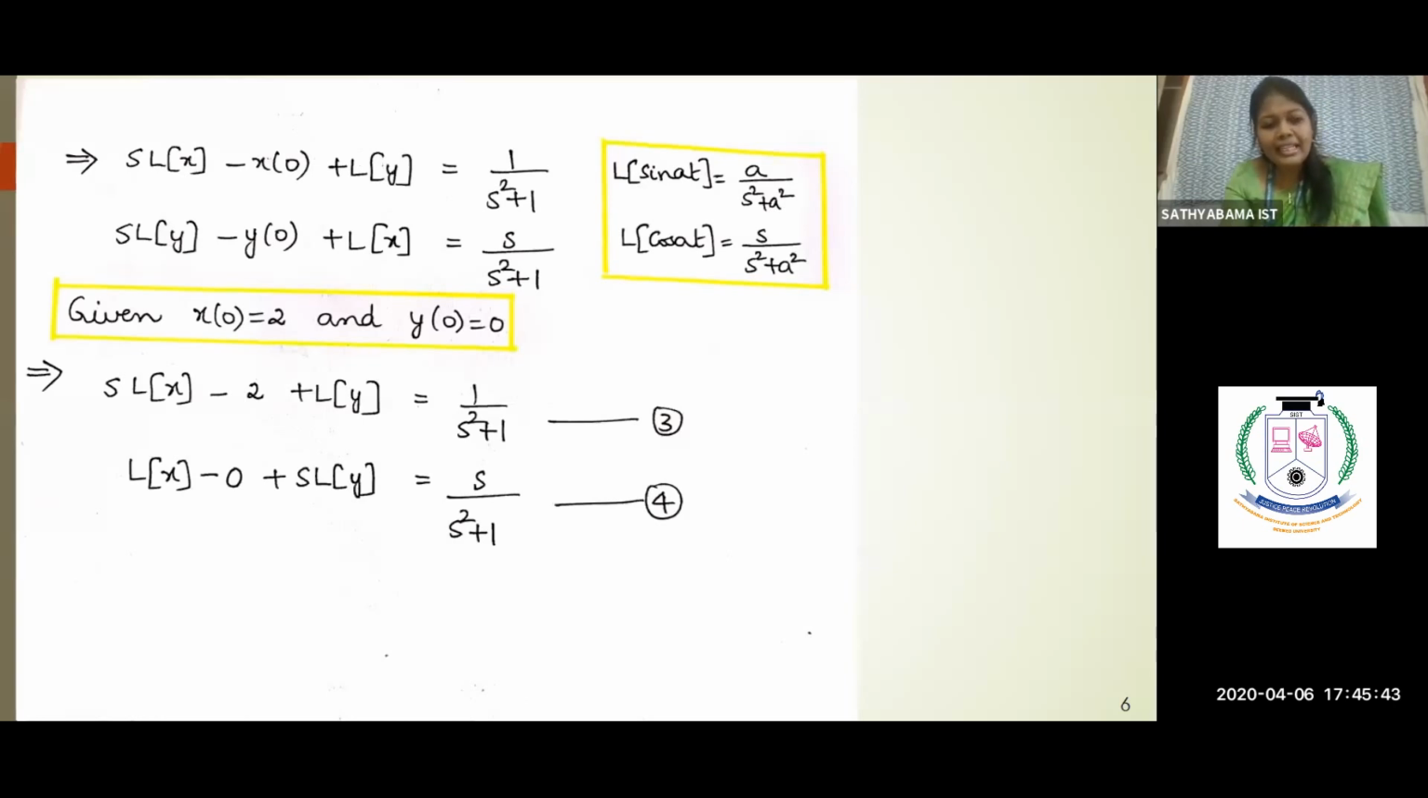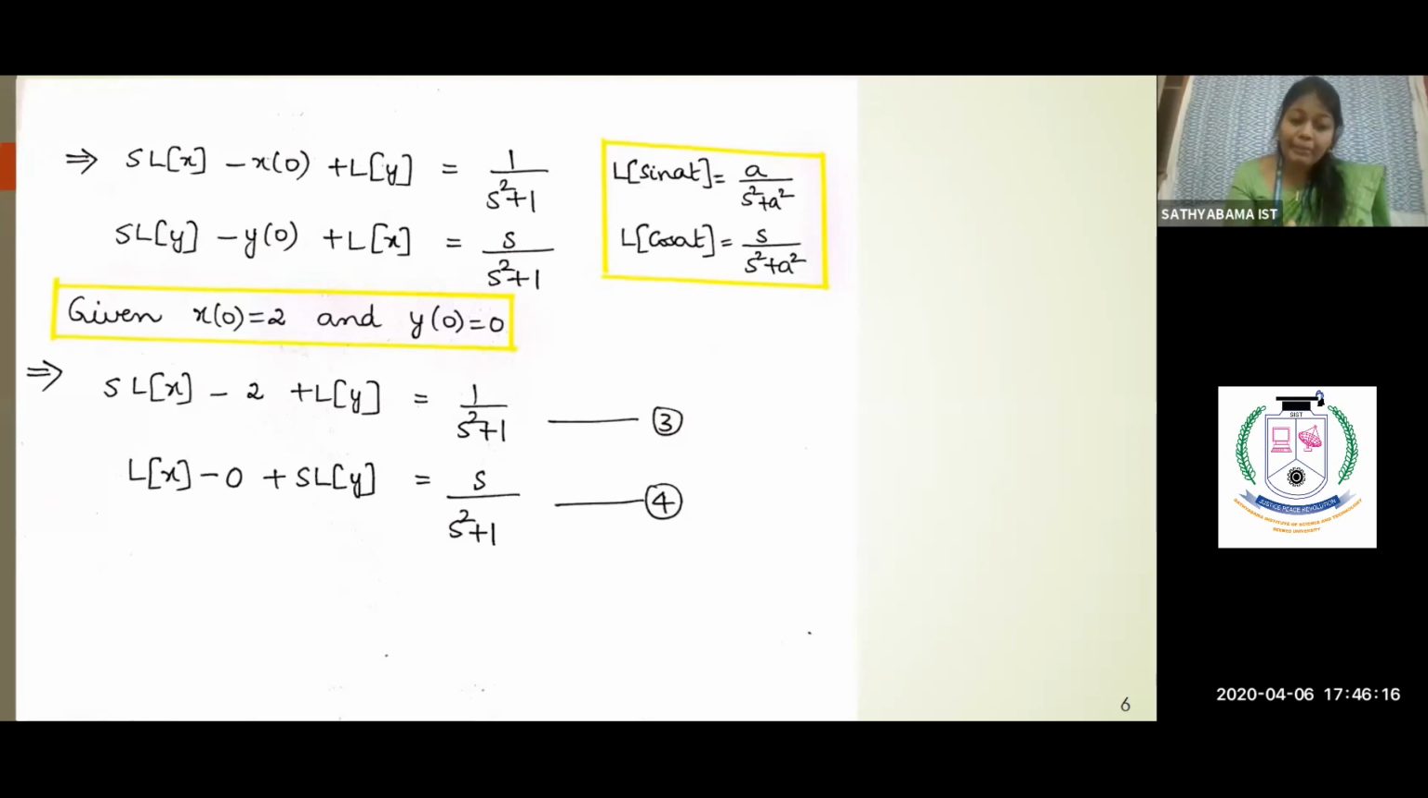Okay. So what will I get? I'll get s L of x minus 2 plus L of y equal to 1 by s square plus 1. Similarly, replace y of 0 by 0. You will get the fourth equation. Have you understood so far? Step 3 is over. This is step 3. So what did we do in step 3? We used the formula for L of x dash. We used the formula for L of y dash. And in the right hand side, we used the formula for Laplace of sin t, Laplace of cos t. And then we used the initial conditions given in the question. And then we've got equations 3 and 4.